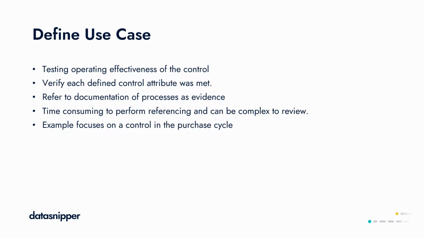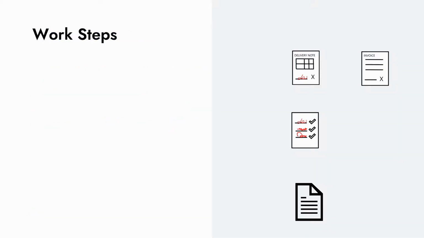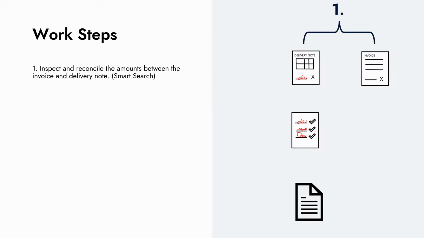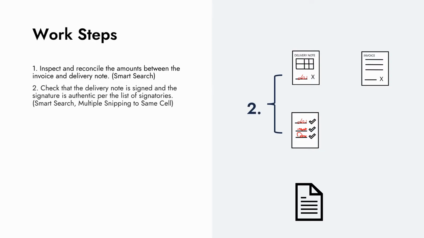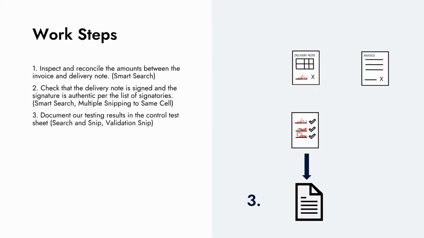In terms of our work steps, we'll start by focusing on performing the inspection procedures. We'll reconcile the amounts in the invoice and the delivery note. We can use the Smart Search functionality to make this easier. We'll then check that the signature on the delivery note is appropriate by matching it to the authorized list of signatories. We can then use the search and snip feature combined with a validation snip to document our control testing.